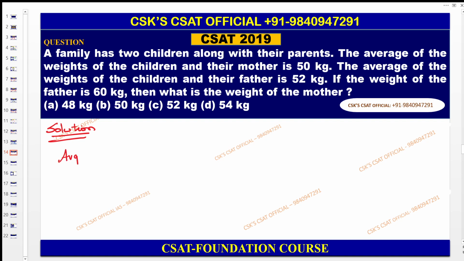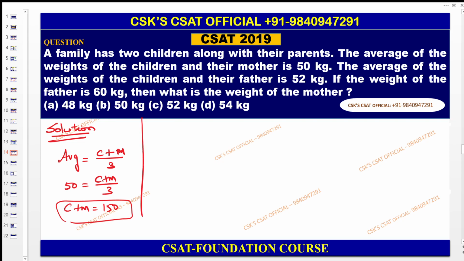Average is equal to children plus mother. So children plus mother is nothing but 2 children and the mother, 3 people are there. That average provided as 50. So 50 is equal to (c plus m) by 3. You can cross multiply this one. Children plus mother is equal to 150.